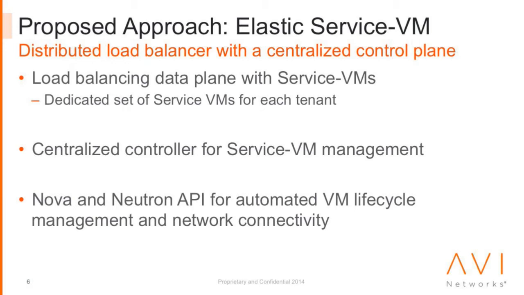And we propose doing the load balancing in the service virtual machines. And you can have a dedicated set of service VMs per tenant, or you can have a dedicated set of VMs per group of tenants. You have a lot of flexibility once you put it into the service VM architecture. And then we propose to have a centralized controller to orchestrate and provision all these service virtual machines. And the orchestrator basically can talk to Nova and Neutron API to bring up the service VMs.